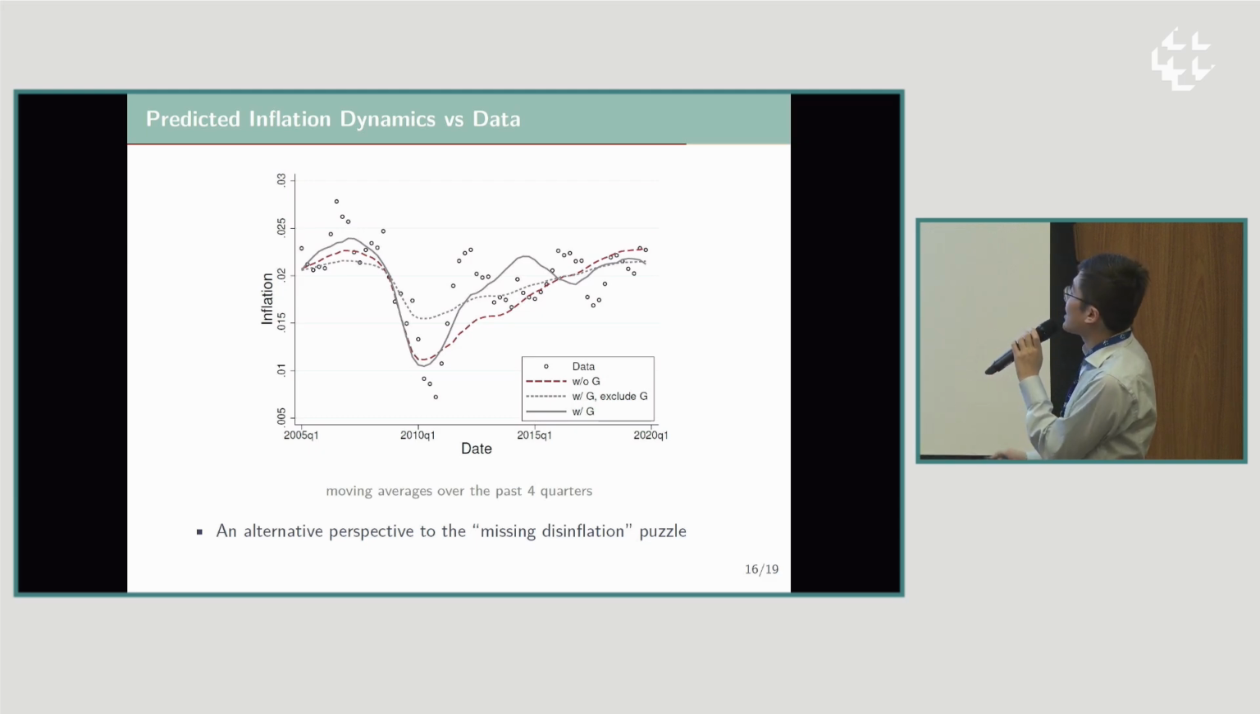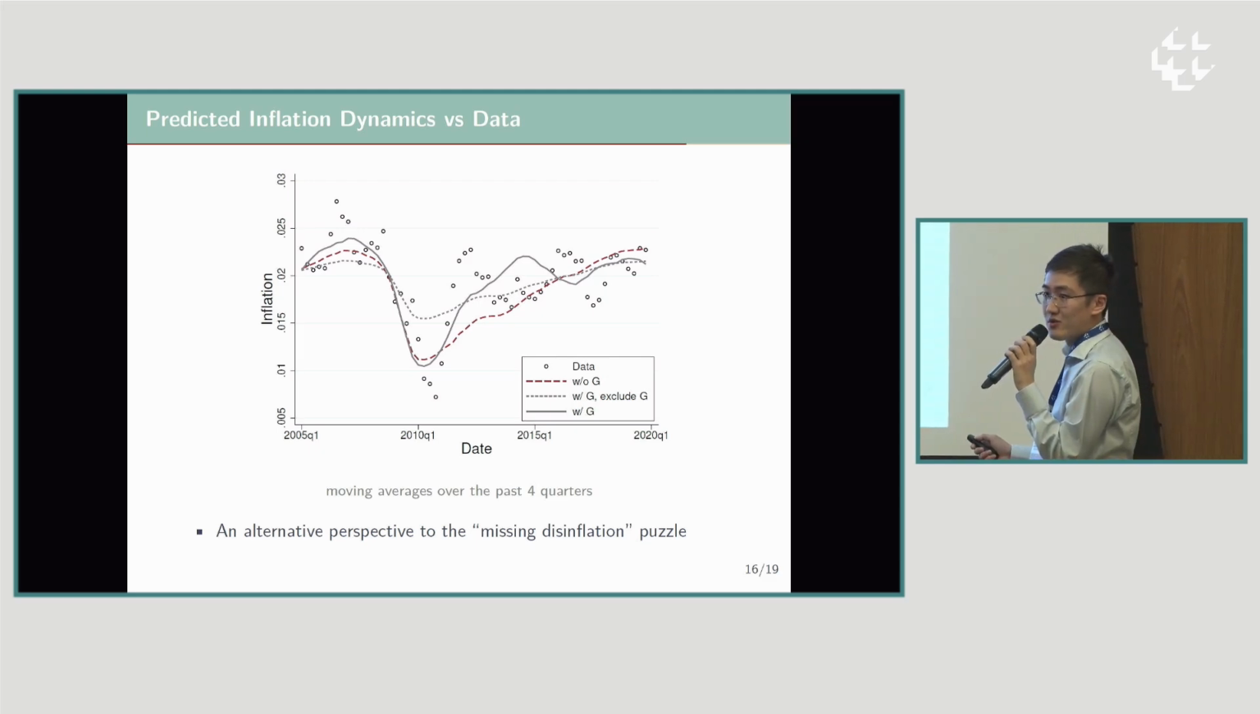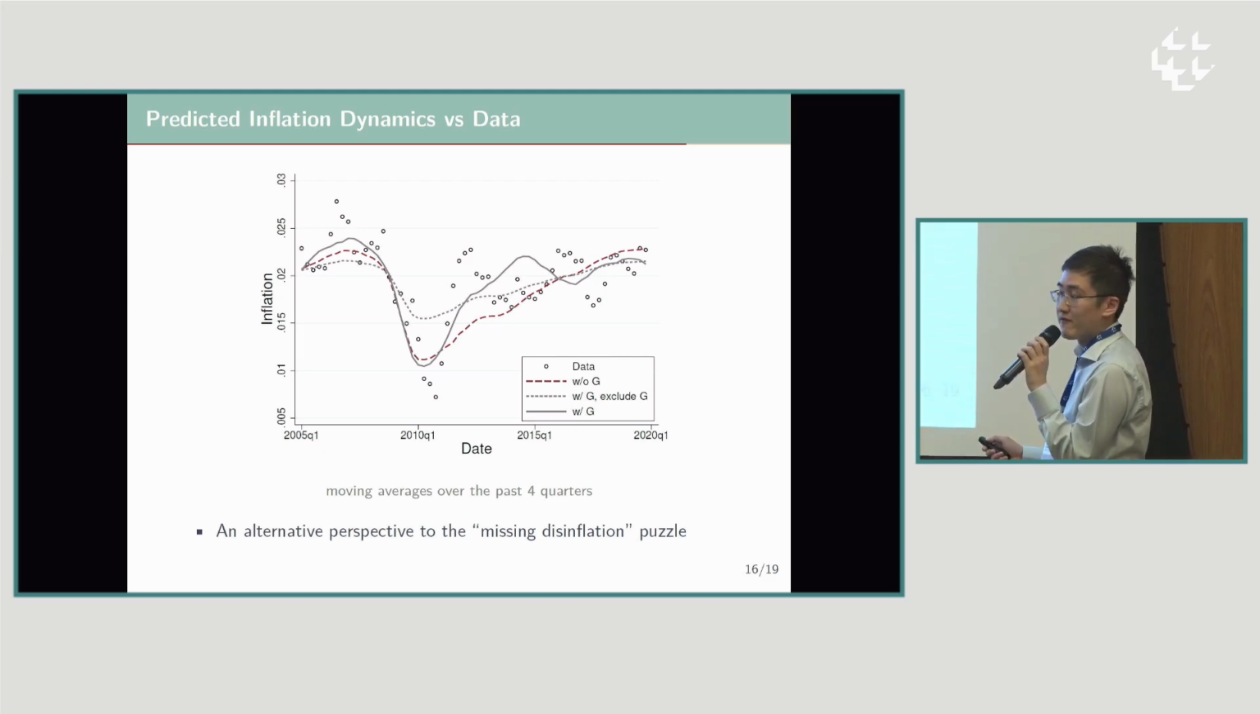And this gray line is a case where we include G into the estimation, but do not include G into the model predicted inflation. First of all, in this line the slope of the curve becomes much flatter, so we don't see much drop during the recession, and also not much increase after the recession. But the last line is the case in which we not only include G into the estimation, but also include G into predicting the model predicted inflation.